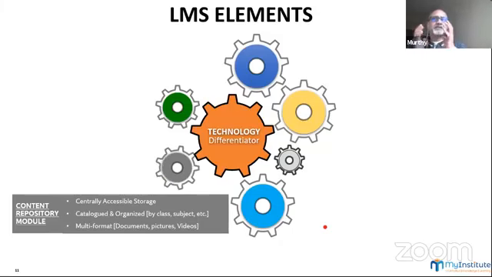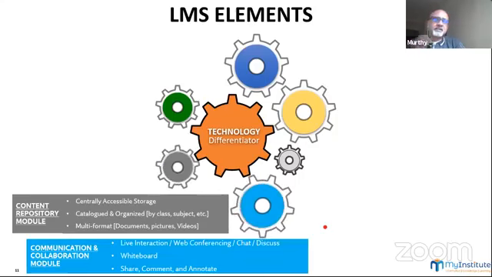The first element, or the first gear that drives an LMS, is the content repository module. This is where all your content, whether it is videos, whether it is documents in different formats, PDF, Word, URLs, HTML, all of them are stored right here, right? This content is cataloged and organized. At the time of setting up an LMS in your school, your administrator and the LMS provider sit with you and put this together. They catalog all of the content, they organize the content by class, by subjects, in whichever format that you want. And it's multi-format, whether it's documents, pictures, or videos. So that's the first element of an LMS, a content repository module, centralized accessible storage.